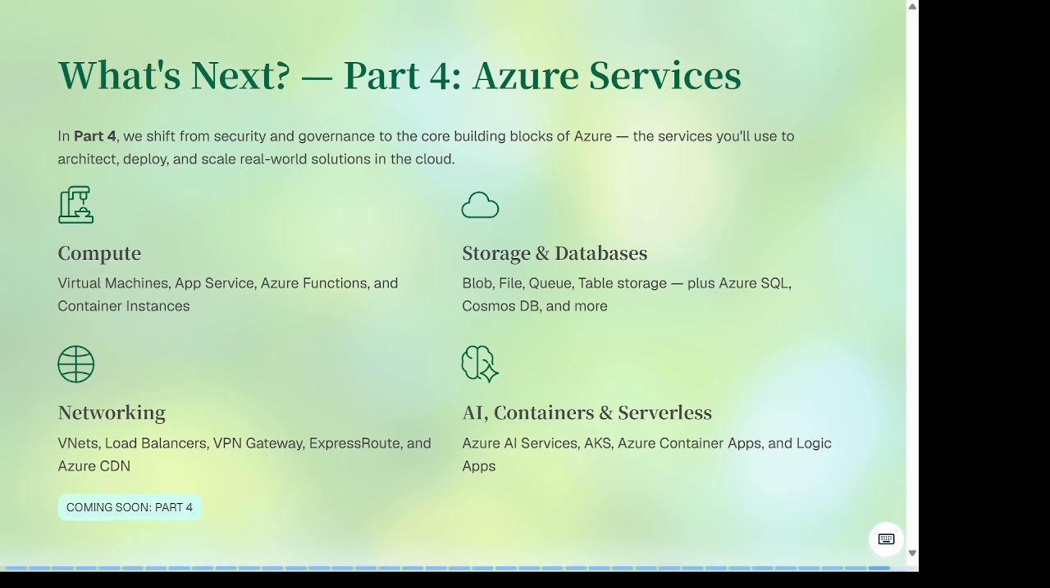So in part 4, we will explore the core building blocks of Azure. Build applications, store and manage data, connect networks, scale workloads, automate processes. So this is where theory meets real-world architecture.